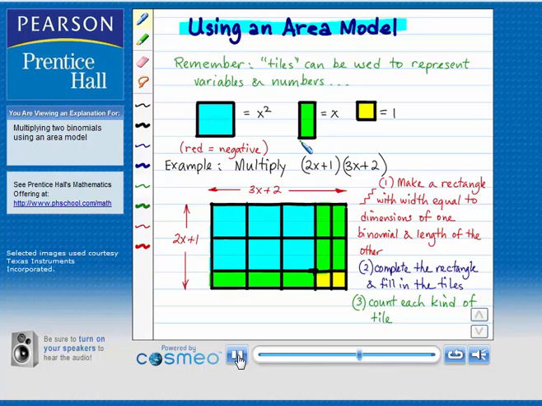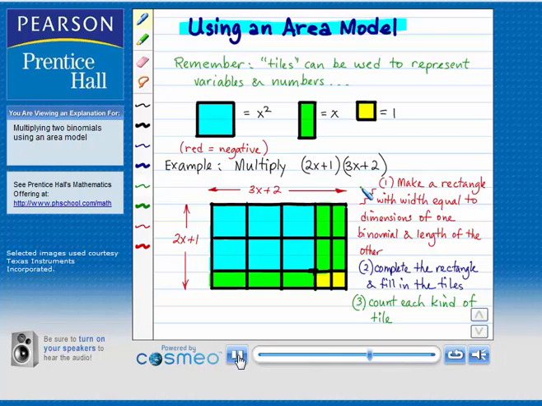A large rectangle represents 1x, and usually it's colored in green. And then a small square represents the number 1, and it's colored in yellow. And of course, if any of those are red, then they represent the negative of that. So a small red square would be -1, a red rectangle would be -1x, and a red square would be -1x squared.